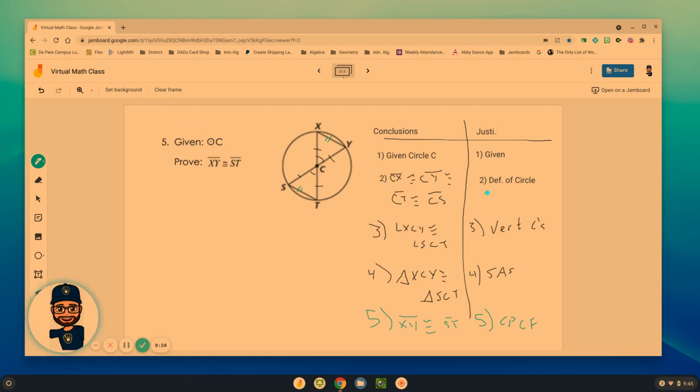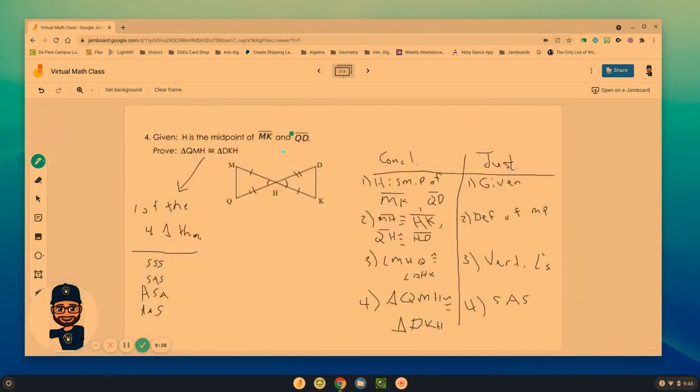A couple of key hints they're giving away. If it's a circle, start with the definition of a circle and then see what else they give you, just like we did in the first one. It's the midpoint, so we used definition of midpoint.